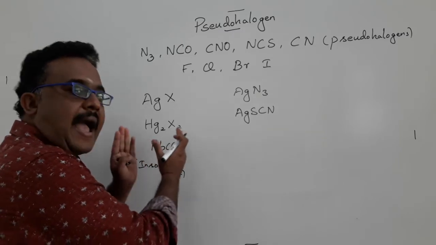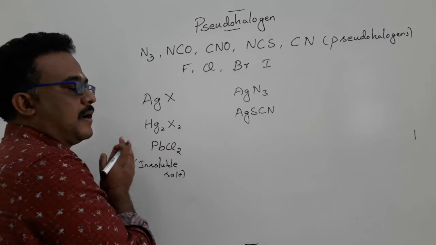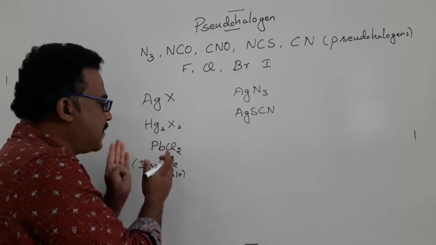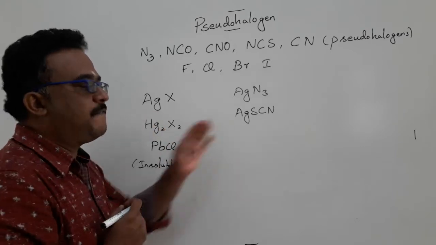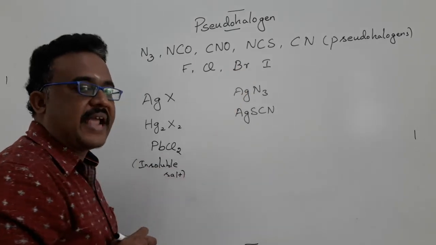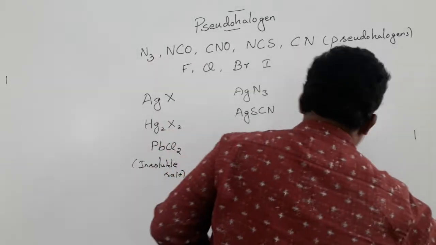The properties of metal halides fall in the category of insoluble salts. Whatever is behaving in a similar way, the inorganic radicals, the ambidentate ligands, also behave in the similar way. It is another example.